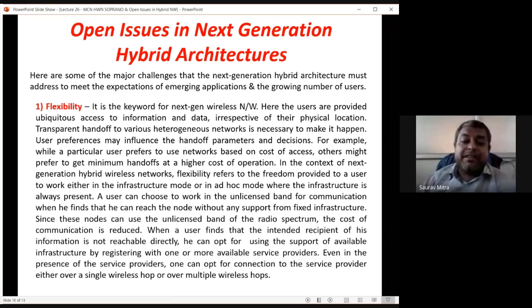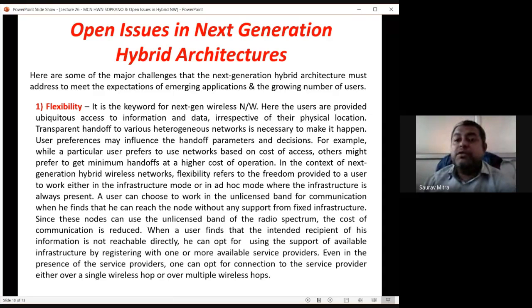When a user finds that the intended recipient of his information is not reachable directly, that means the sender is not able to contact the receiver directly, he can opt for using the support of available infrastructure by registering with one or more available service providers. For example, suppose a Vodafone customer is trying to reach his Vodafone receiver and is not able to, maybe because that receiver has gone into a zone where Airtel is stronger.